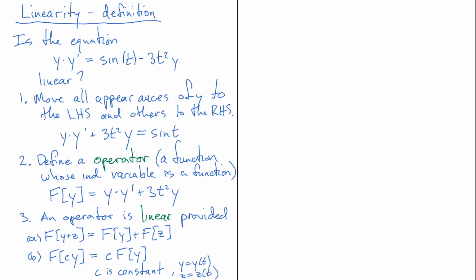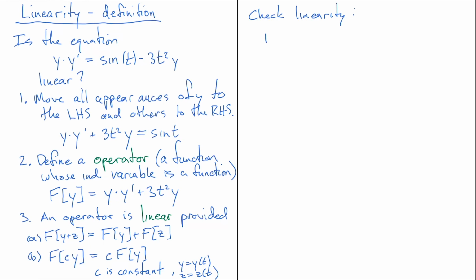Okay, so if we can do that, now that we have that definition, we could use that definition to determine whether our operator, y times y prime plus 3t squared y, is actually a linear operator or not. So let's check linearity.